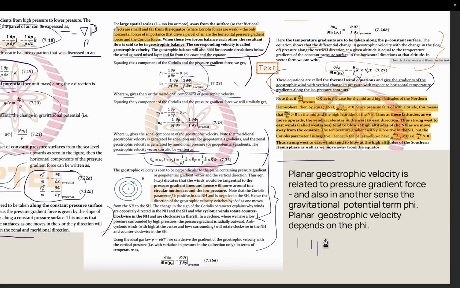So you can write Ug is equal to 1 by rho, del p del y, with P equal to rho R T. Here is rho. This is where the log comes in.